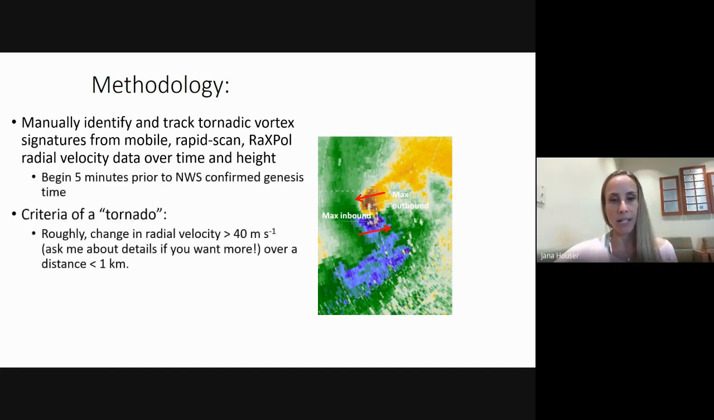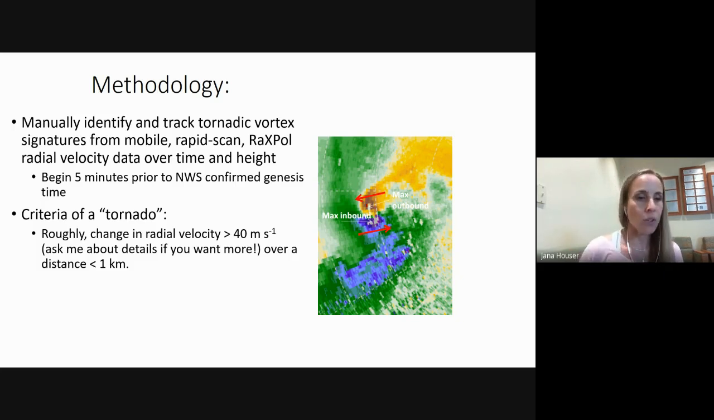and doing this consecutively with time. And actually what I did was I found what I would consider to be a very nice vertically continuous vortex. And also when that vortex was in the same temporal time frame as what the National Weather Service damage surveys confirmed genesis time was. And then I worked backwards and tracked these different tornadic vortex signatures backwards with time until I couldn't see them anymore.